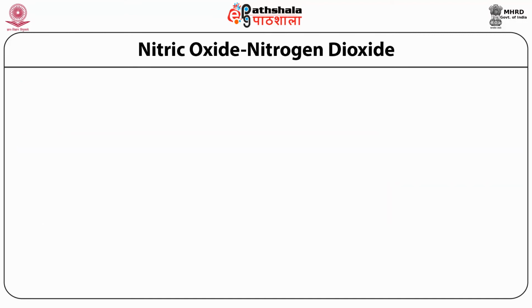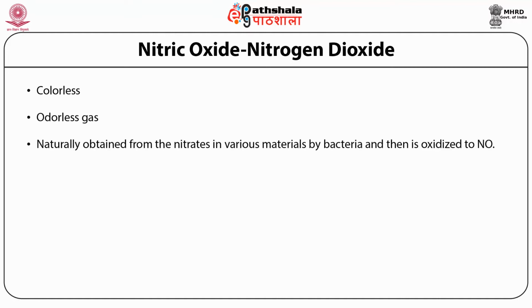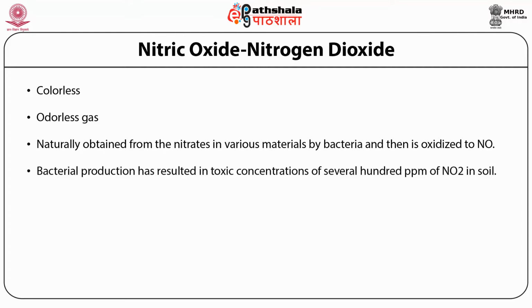The third one is nitric oxide or nitrogen dioxide. Nitric oxide is a colorless, odorless gas formed naturally from the nitrates in various materials by bacteria, and then it is oxidized to nitrogen dioxide. Very hazardous conditions have been reported for farm workers near closed silos, where NO is converted to NO2, that is nitrogen dioxide. The bacterial production has resulted in toxic concentrations of several hundred ppm of nitrogen dioxide.